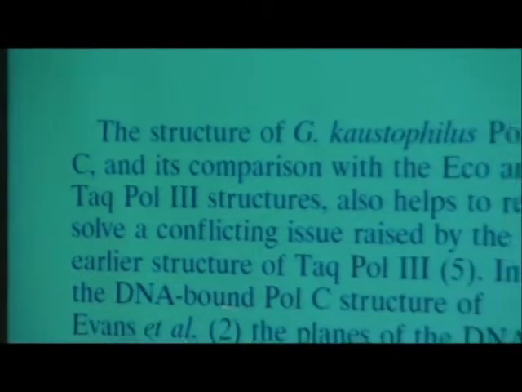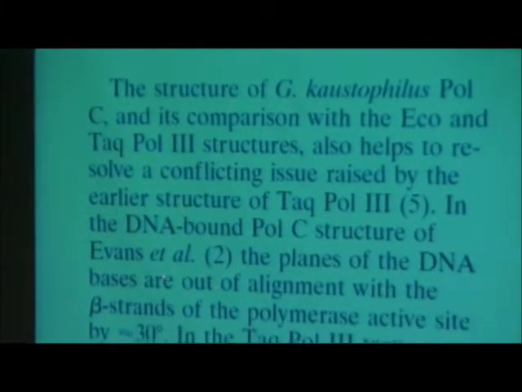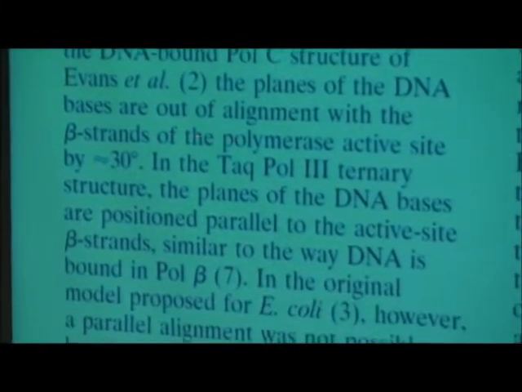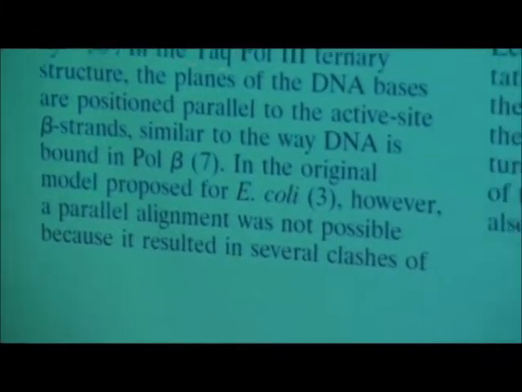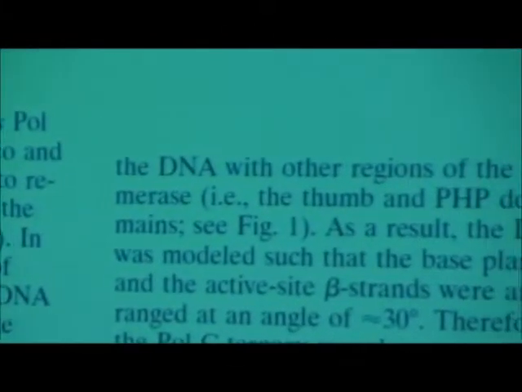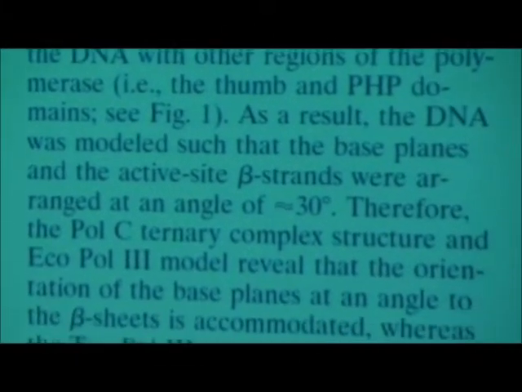In the DNA-bound PolC structure, Evans et al., the planes of the DNA bases are out of alignment with the beta strands of the polymerase active site by 30 degrees. In the Taq Pol III ternary structure, the planes of the DNA bases are positioned parallel to the active site beta strands, similar to the way DNA is bound to Pol beta.